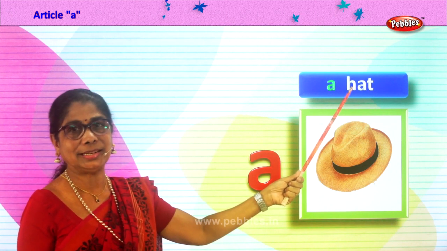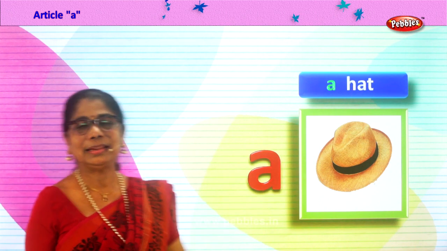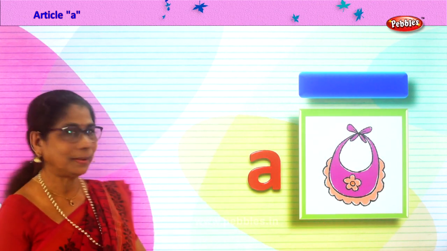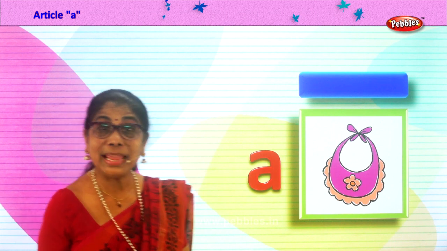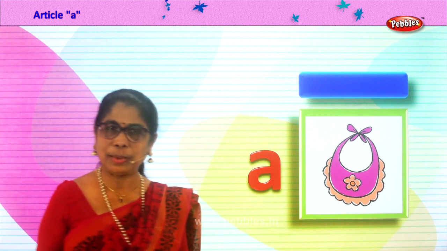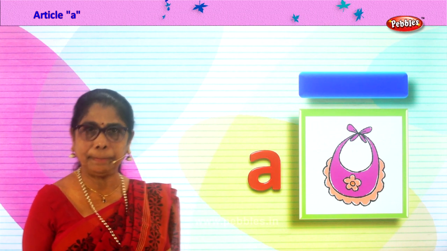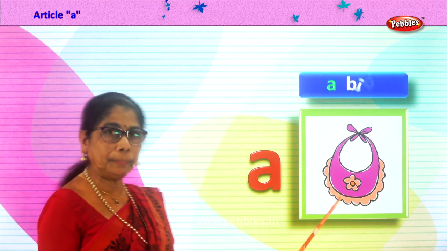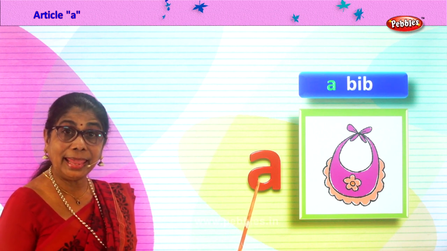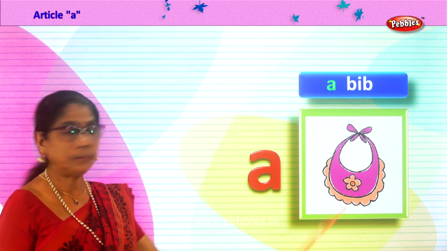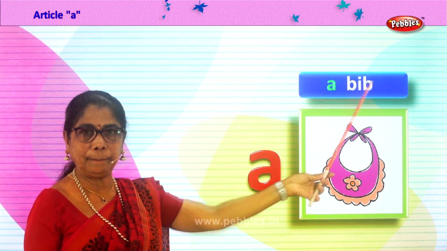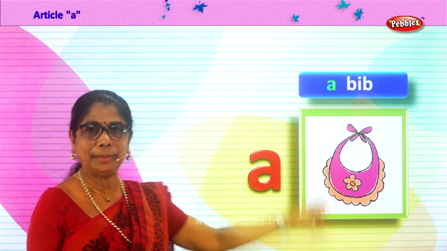That's a consonant. Let's look at another picture. Look what we have here. Babe. Who is this? Tiny baby. Spell bib. B-I-B. Bib. It begins with B. So article A is put in front of that. A bib. B-I-B. Bib. A bib. Good.